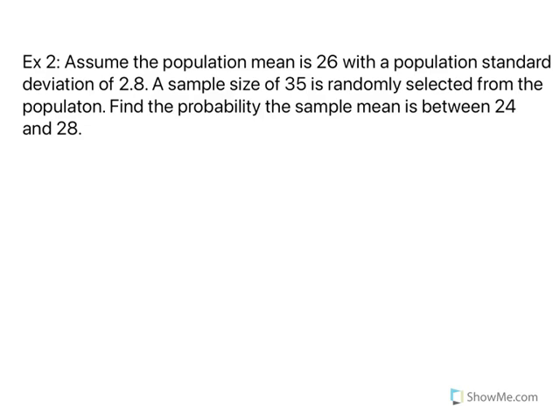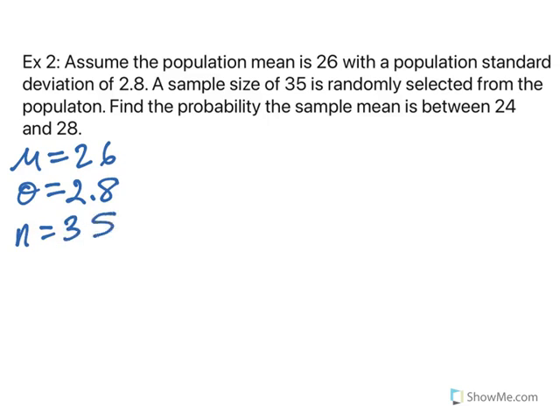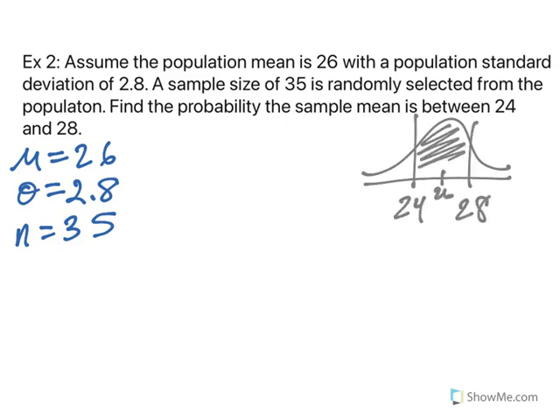All right, let's do one more of these. Assume a population mean is 26 with a population standard deviation of 2.8. A sample size of 35 is randomly selected from the population. Find the probability the sample mean is between 24 and 28. Again, we know the mean is in the middle. So now we're finding this area between the curve. Again, we know this is the same as mu sub x bar, and we know that sigma sub x bar is 2.8 divided by the square root of 35.